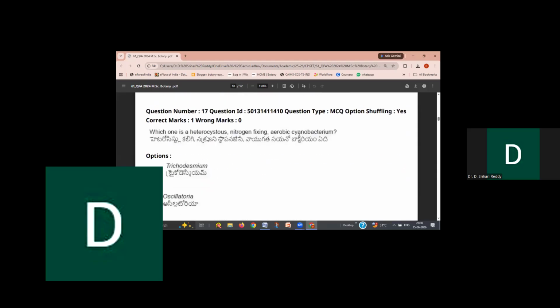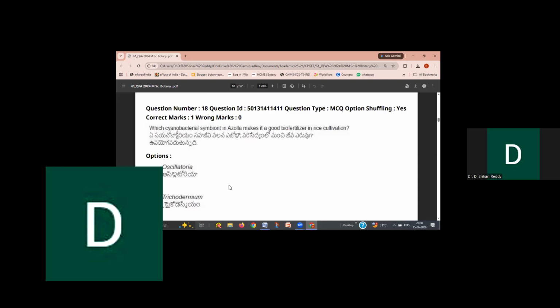Next, which one is a heterocystous nitrogen fixing aerobic cyanobacterium? It is related to nitrogen fixation. The cyanobacteria are blue-green algae. There are Trichodesmium, Oscillatoria, Anabaena, and Formidium. Out of these four, only Anabaena has the heterocysts. Heterocysts are special structures present in Anabaena and Nostoc, but they are not present in Oscillatoria, Trichodesmium, and Formidium. So the right answer is Anabaena. It has heterocysts, which are useful for nitrogen fixation.